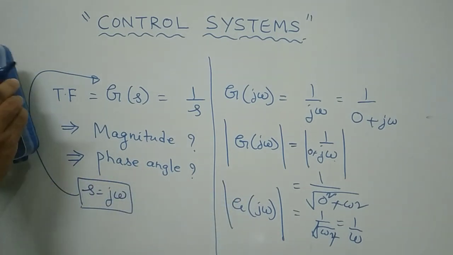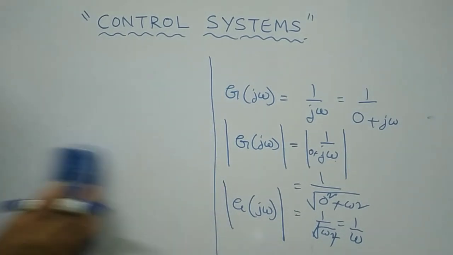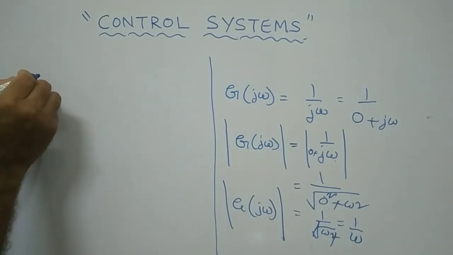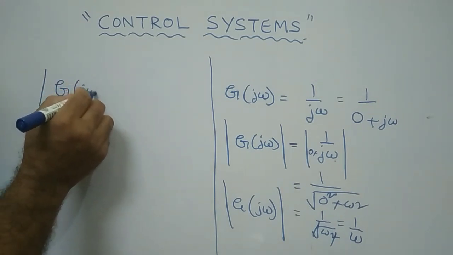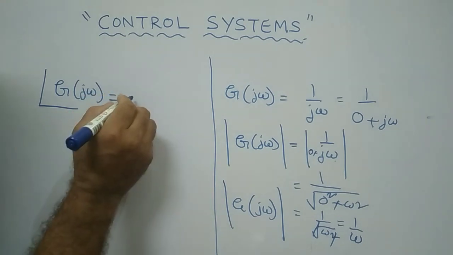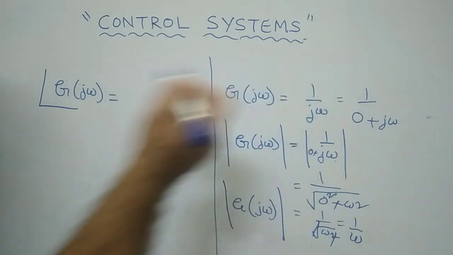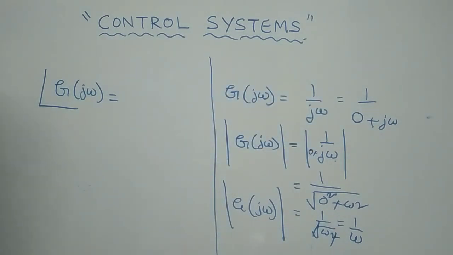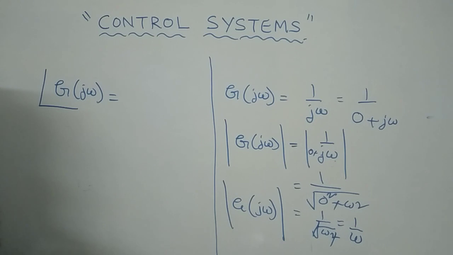And then what is the phase angle? The phase angle of g of j omega is denoted by angle of g of j omega, which is tan inverse of something. If you see the numerator part, it is a constant, so nothing is there.